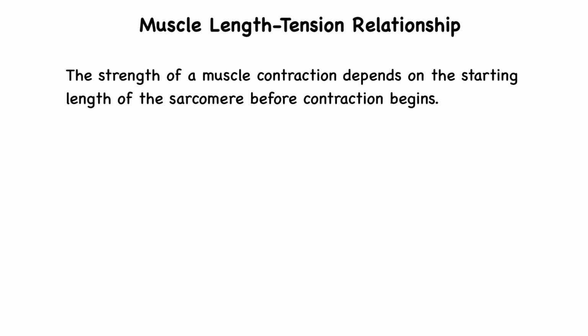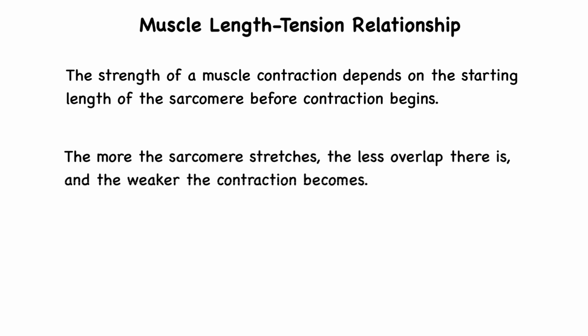The strength of a muscle contraction depends on the starting length of the sarcomere before contraction begins. As the sarcomere is stretched, the overlap of the thin and thick filaments becomes less and less. With fewer points of contact, fewer myosin heads can bind to actin, which means fewer cross bridges form. As a result, less force is generated. So the more the sarcomere stretches, the less overlap there is, and the weaker the contraction becomes.